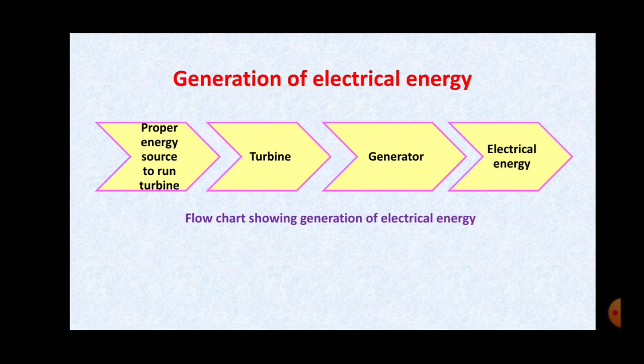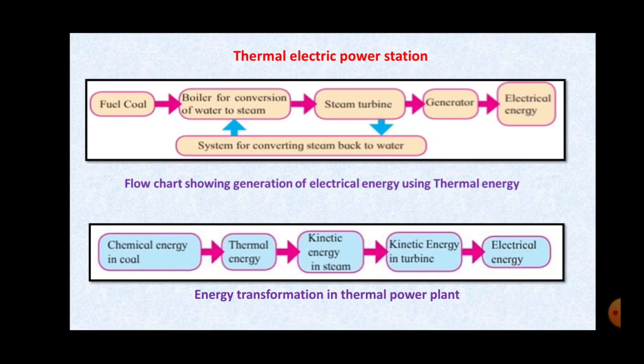Now, on the basis of the source which is used to rotate the turbine, there are different power plants. The very first power plant is the thermal electric power station. Here thermal power means the steam energy is used to rotate the turbine. In this thermal energy based electric power station, the coal is burnt. So the fuel is the coal, and then heat energy is given to the water, due to which the water is heated in a big boiler, right?